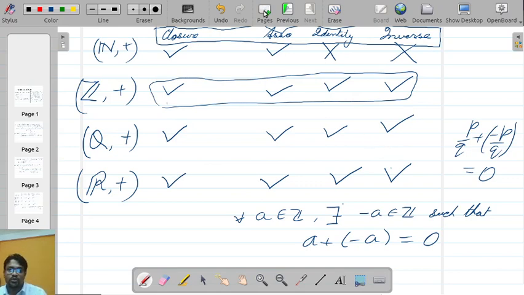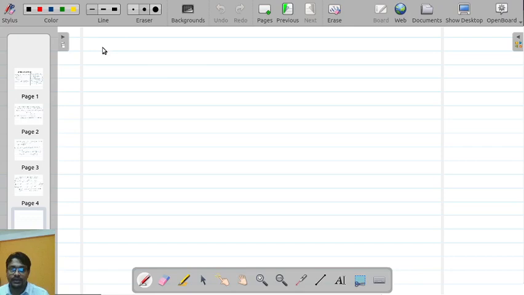Any set with a given operation, it may be addition, multiplication, division, whatever it is, or if you can define your own operation, if that set together with that operation satisfies these four properties, then that particular set with the operation is said to be a group. We say that it forms a group, G-R-O-U-P. That is the very fundamental thing that we will learn in this unit.